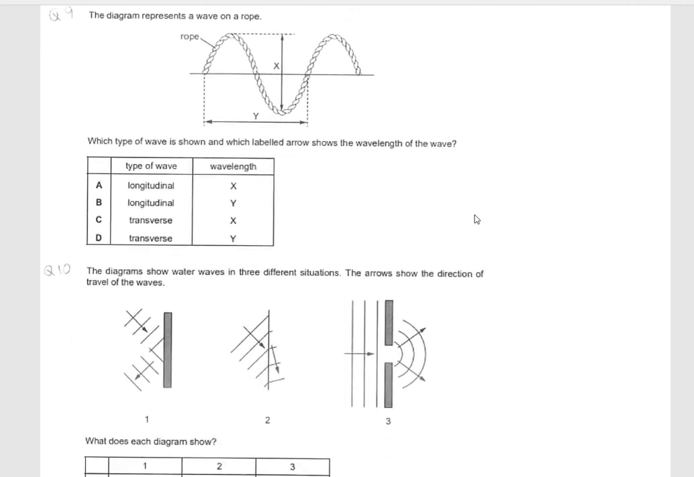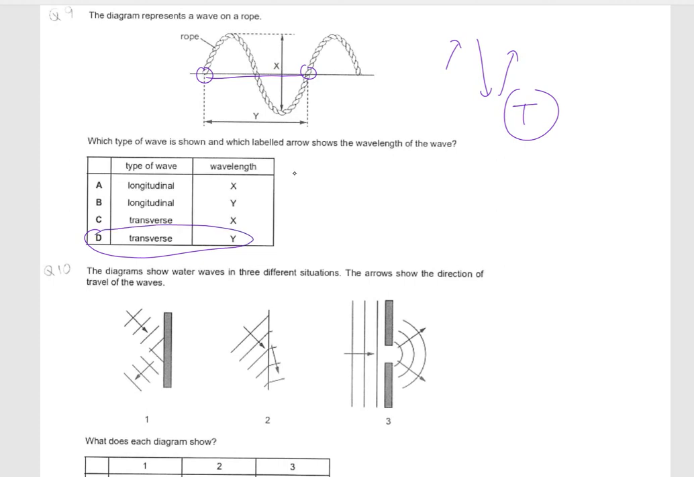And then we are here. So this is the wave. Now, what kind of wave is this? We can see that the wave is going up, the wave is going down, and then up again. So therefore, this is a transverse wave. Now we just need to see which one it is. Wavelength. Wavelength is from one point to the next identical point. So the answer is D.